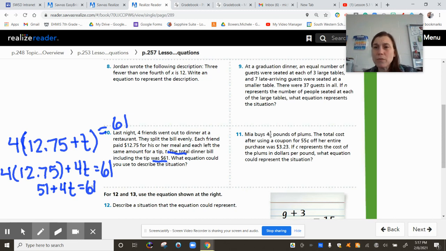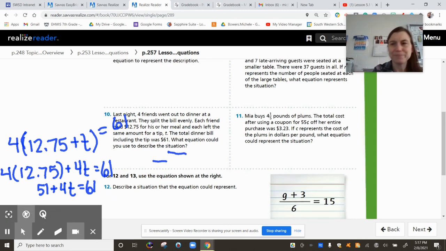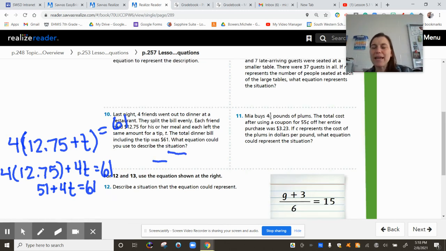Okay, so those were 3 examples that I did with you. And then you're going to finish the other examples on your own, which would be number 9 and number 11. Okay, and then hopefully after doing that, you would feel confident enough to take the lesson quiz.